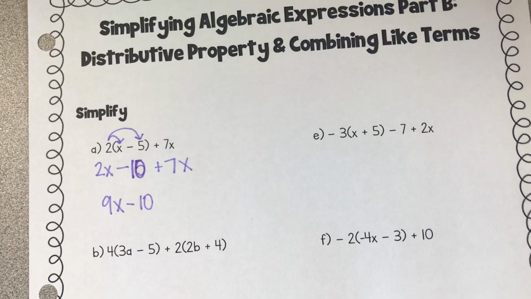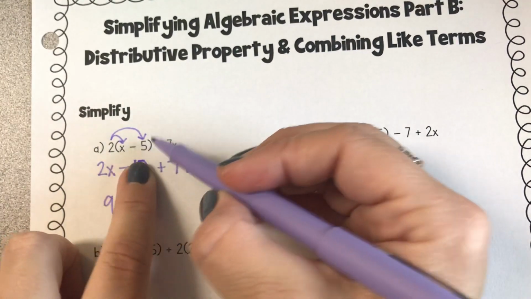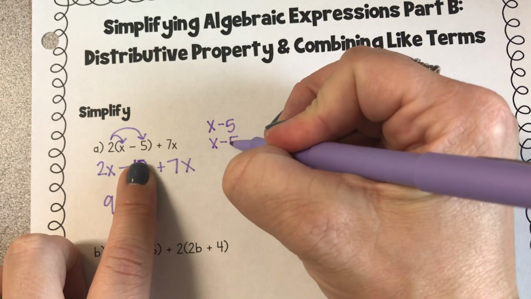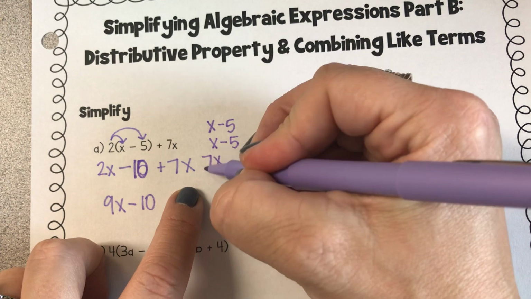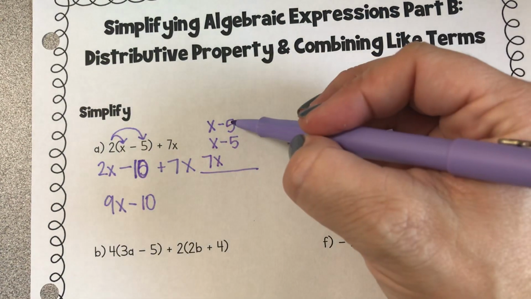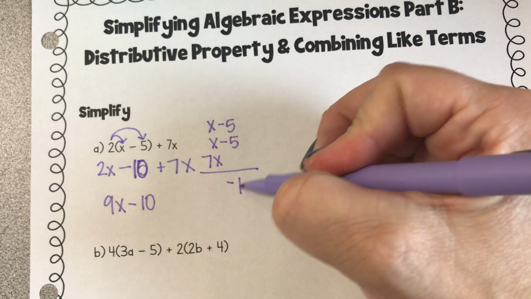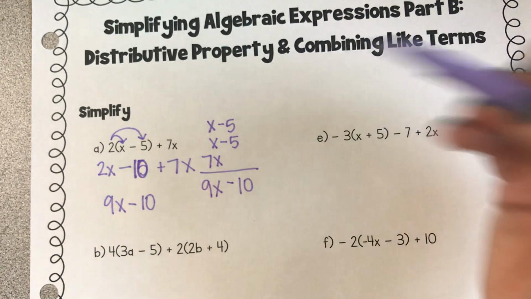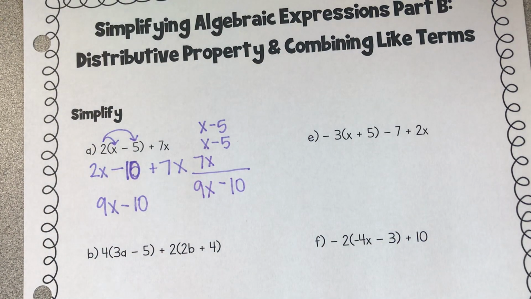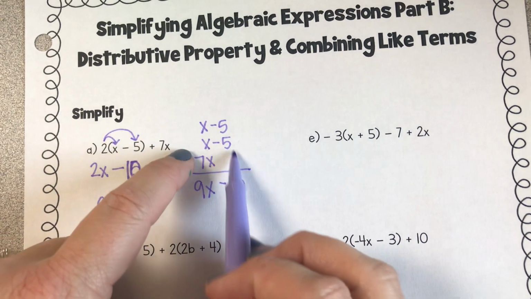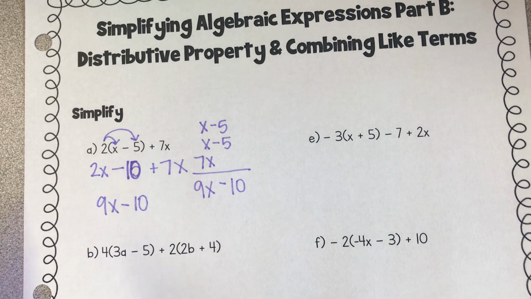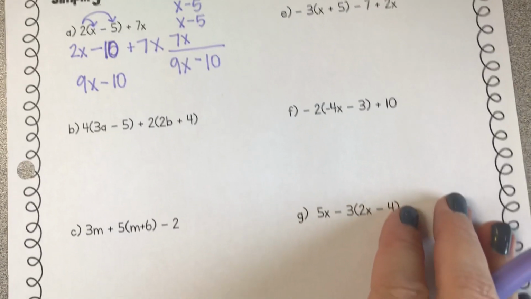If you need a visual, think of it like this. I have 2 of these parentheses. That means I have an x minus 5 and an x minus 5, and then a 7x. And I'm putting all of these together. Negative 5 and negative 5 is negative 10, and 2x plus 7x is 9x. I just combined the terms that were alike. But instead of having to write out x minus 5 twice, I just multiplied it by this number on the outside.